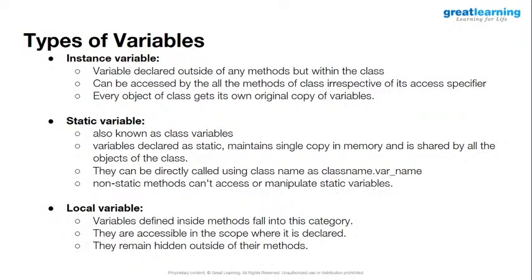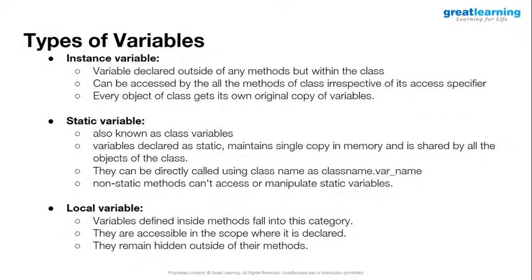Whenever we are defining anything in a class, we need an object to access it. But if it's static, it doesn't need an object. It is directly called from the class name. That's what we mean by class variables. Variables declared as static maintain a single copy in memory and are shared by all the objects of the class.